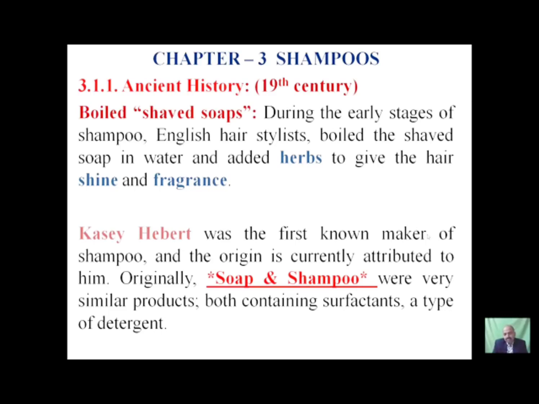In case of shampoos, previously in ancient history, if you see the 19th century, the people used to have the soaps in the form of shampoos. They used to boil the shaved soaps and use them as a shampoo for cleaning the hair. During the early stages, that is the 19th century, English hairstylists boiled the shaved soap in water and added some herbs to give the hair shine and fragrance.